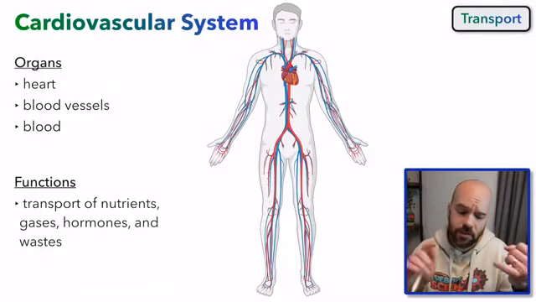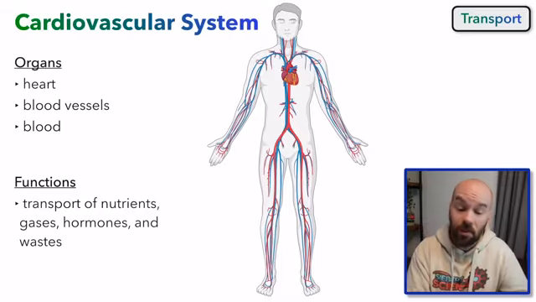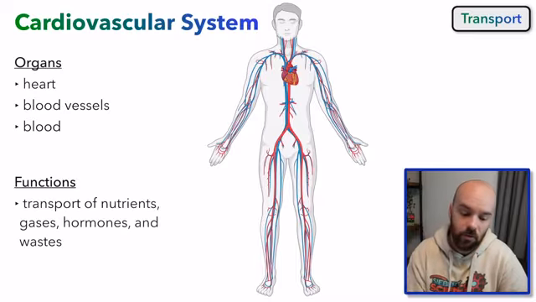So that's the cardiovascular system: heart, blood vessels, blood. Oh, blood itself is an organ. It's a bunch of different cell types that come together to form one continuous tissue. So our blood is an organ. It's one of the organs of the cardiovascular system. And the main function there is transporting things throughout the body.